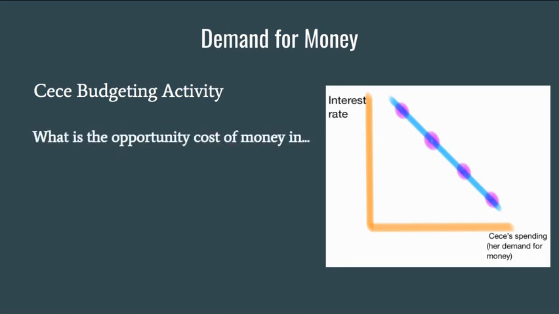So the demand for money is explained by the answer to this question here. What's the opportunity cost of money in your pocket? Well, if interest rates are really high, then the opportunity cost of money in your pocket is really high. On the other hand, if money is in your pocket and interest rates are low, then the opportunity cost of holding money in your pocket is pretty low.